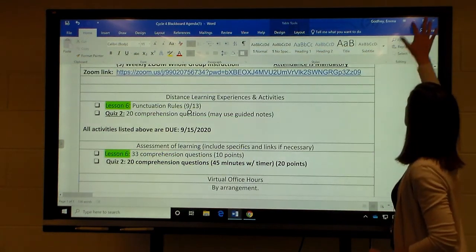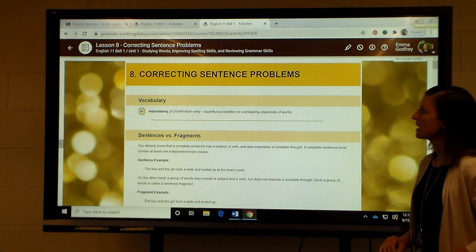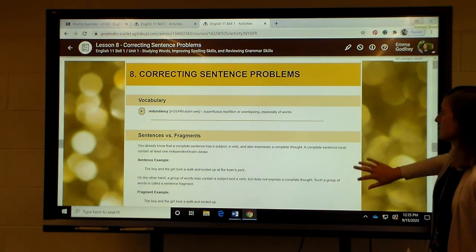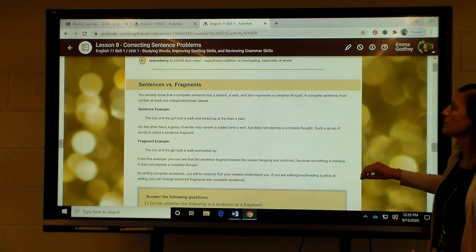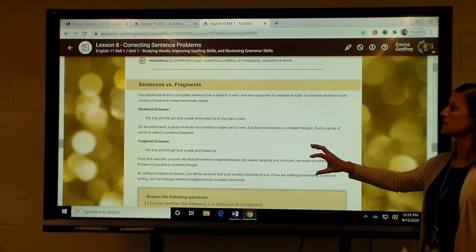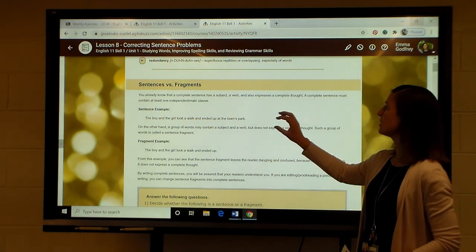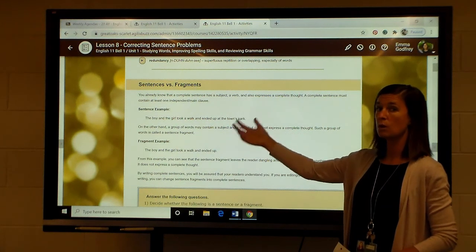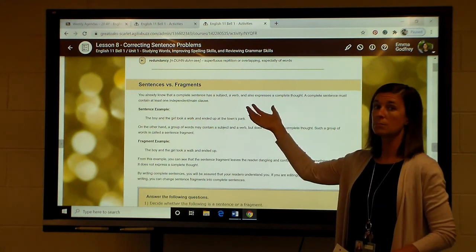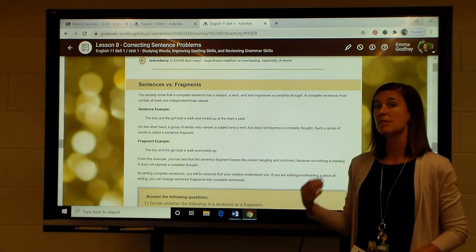So going into Schools PLP, our first lesson for this cycle is Lesson 8. The top section, and where most of the questions for this lesson are going to come from, is a sentence, a complete sentence versus a fragment. I know this is kind of small where you're looking, but the main thing to know is a sentence has to have a subject, who or what we're talking about, a verb, what they do, and it has to be a complete thought.